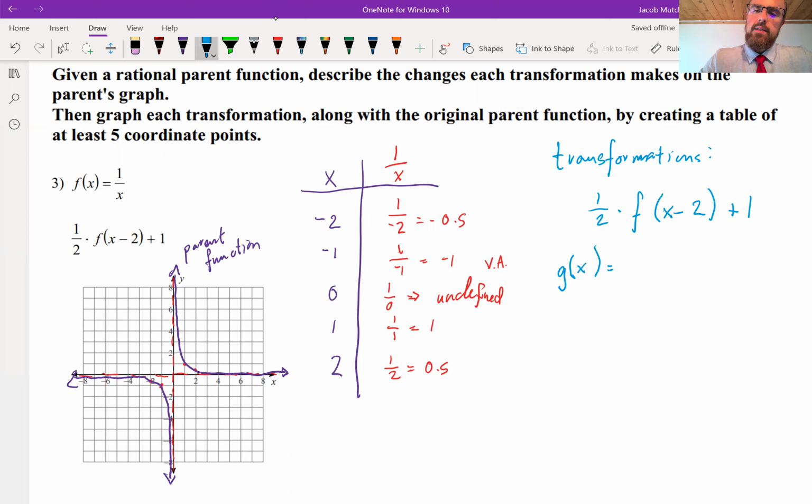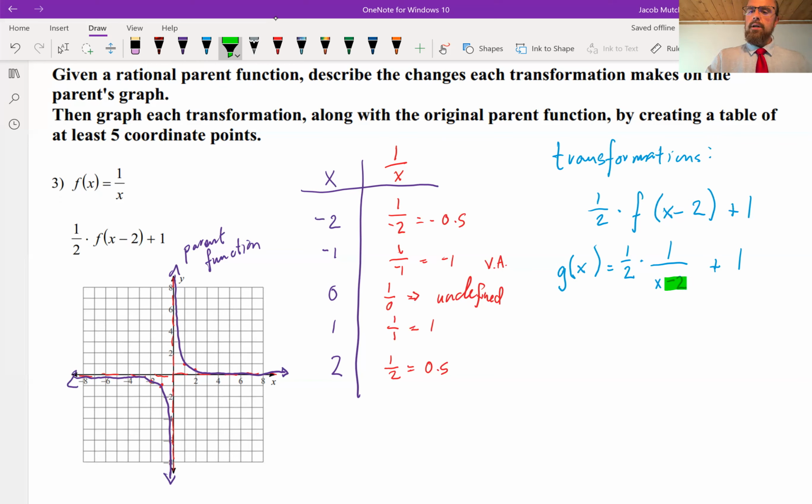So it takes the parent, and if I have the structure 1 over x, one thing that I see is that I need to subtract 2 from wherever the x is. I need to multiply by 1/2 out front, and then I need to add 1 on the far right. So that's really the equation that we're working with. It's 1/2 times 1 over x -2 plus 1. So I want to describe those changes and say, what are they going to do to this parent function's graph?